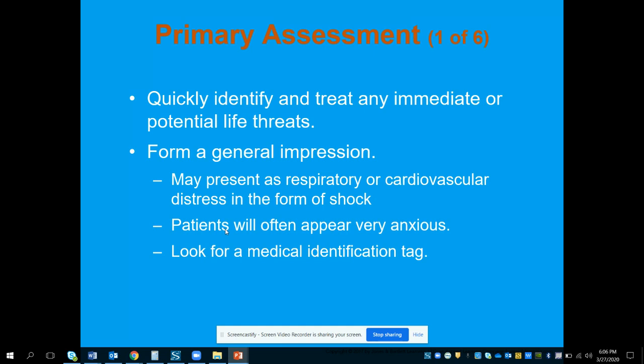We want to form a general impression of the patient. We're trying to look at, is there any respiratory or cardiovascular distress here? These patients will often be very anxious. We want to ask them questions like, has this ever happened to you before? And if so, what happened? That's important for us to know how their last allergic reaction or attack resolved.